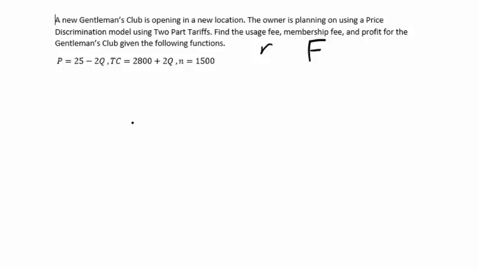So, with two-part tariffs, customers are being charged two different fees. So the original membership fee to become a part of the gentleman's club, and then a usage fee for each usage that they get from buying the membership. So say, like here, they get to use the golf course, but it costs R.